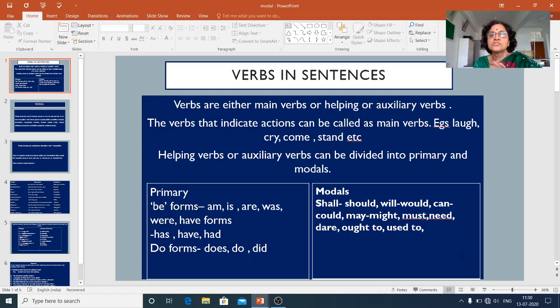Now we go to modals. The modals are the words shall, should, will, would, can, could, may, might, must, need, dare, ought to, used to. So these are some of the modal verbs. Please remember that, children.